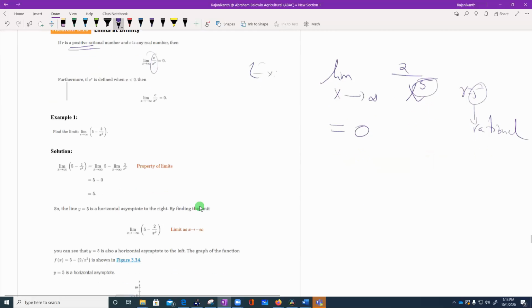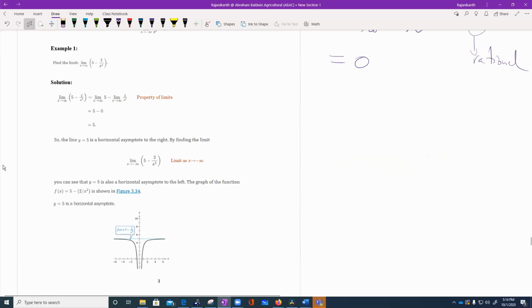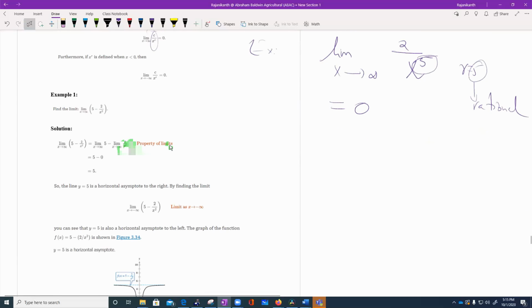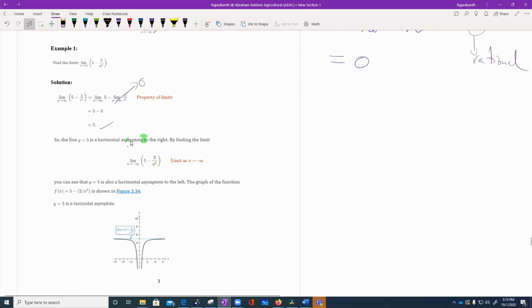Now look at this limit. How do you find it? Of course, you could split the limit into two. First piece is a limit, then the second piece is a limit. Then, of course, the limit of a constant number is always the constant number. Now again, you could use the theorem on this piece, like I explained here. So this limit is going to be 0. Therefore, 5 minus 0, so the answer is 5.